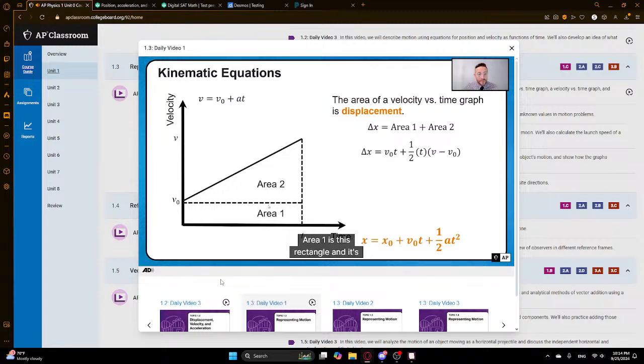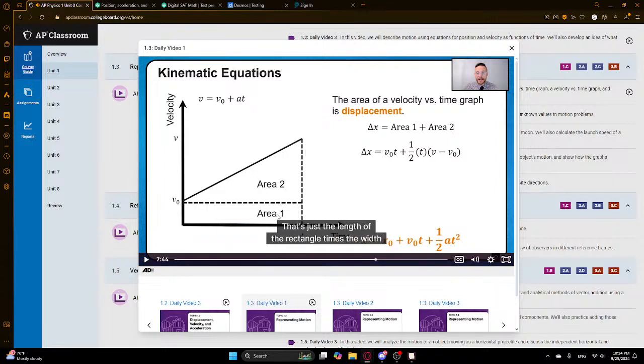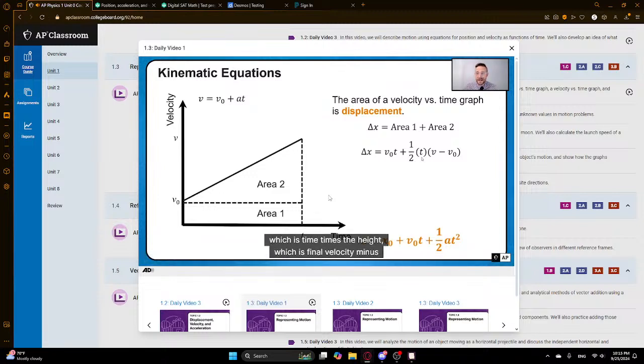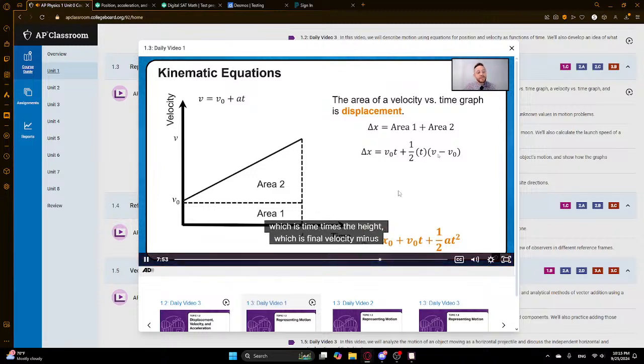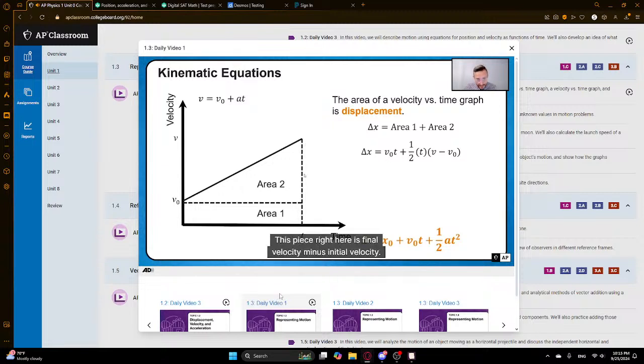Area 1 is this rectangle, and it's going to be the initial velocity times the time. That's just the length of the rectangle times the width of the rectangle. Area 2 is a triangle, so it's 1/2 the base, which is time, times the height, which is final velocity minus initial velocity. This piece right here is final velocity minus initial.